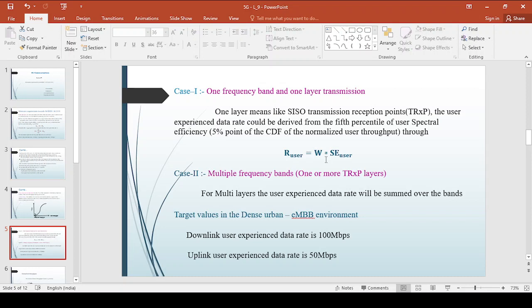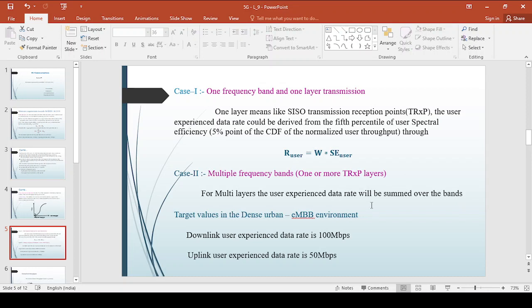Now next case, here we have multiple frequency bands. Case 1 had one frequency band and one layer transmission. Here we have multiple frequency bands. Using this formula, we will calculate individually. For one band we will calculate one user experience data rate, and for the next band we calculate another value. Adding all those values will give you the multiple frequency band result.